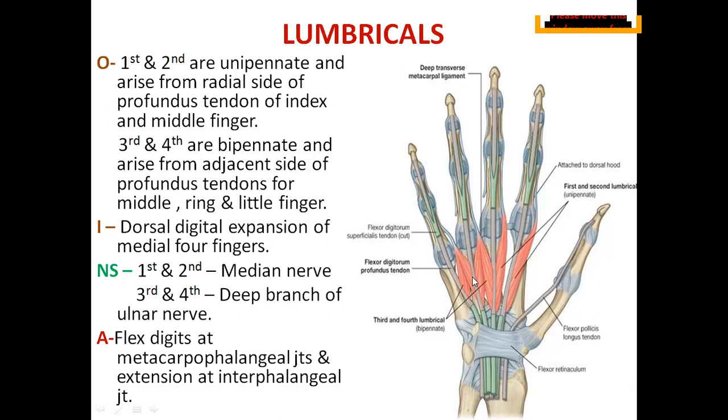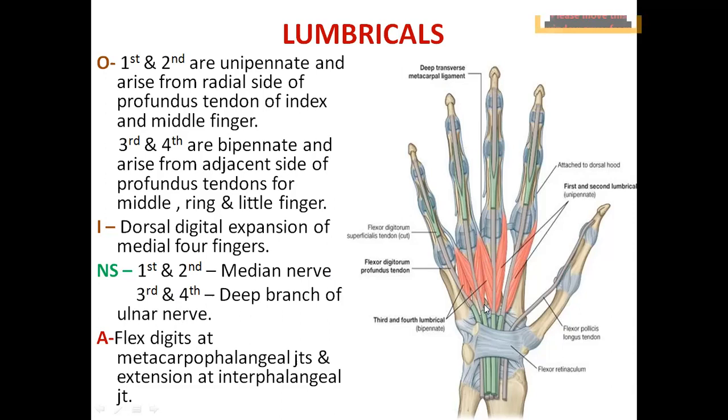Okay. Now, lumbricals are always a favorite question of the examiners. Definitely this question would be asked because the nerve supply is different. The first two muscles are supplied by the median nerve. The last two muscles are supplied by the deep branch of the ulnar nerve. Okay. First two, 1 and 2, are supplied by the median nerve. 3 and 4 are supplied by the deep branch of the ulnar nerve.